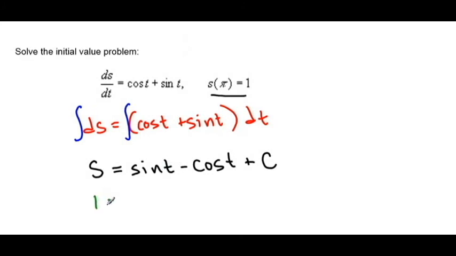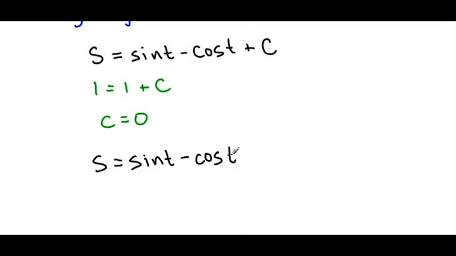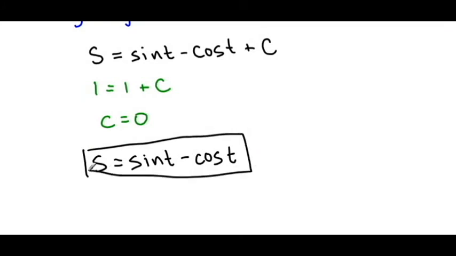So here we have 1 is equal to sine of pi, which is 0. Cosine of pi is negative 1. And here we have negative 1, which is positive 1, plus c. And this, of course, yields that c is equal to 0. So our particular solution to this initial value problem is that s is equal to sine t minus cosine t plus 0. And that right there is the answer.